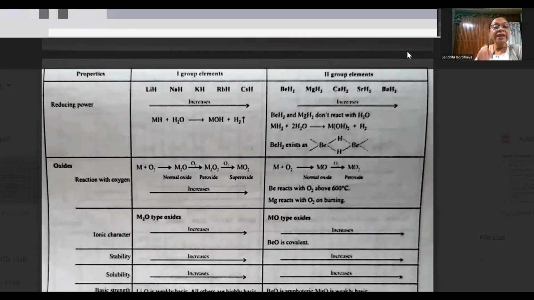If we take the hydrides and drop them in water, they will form the respective hydroxide, releasing hydrogen gas. So this reactivity, the reducing power, will increase from lithium hydride to cesium hydride. Going on to beryllium hydride to barium hydride: beryllium hydride and magnesium hydride do not react with water. But the rest of the elements, like calcium hydride, react with water, forming calcium hydroxide and releasing hydrogen gas. Why? The reason why beryllium hydride does not react with water is because it exists in the bridged structured state. The bridge structured state has been drawn for you.